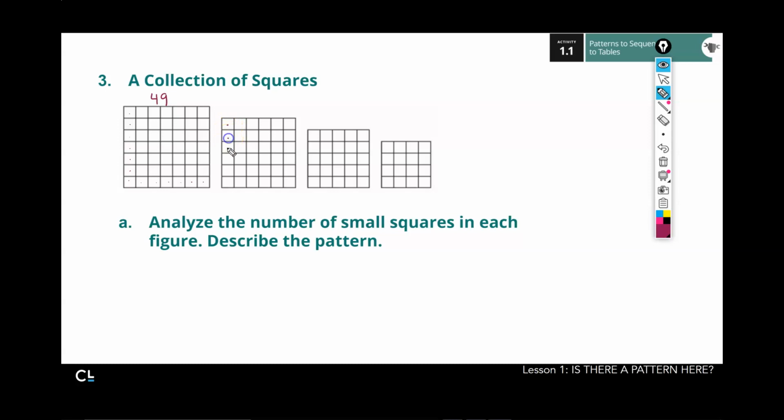This one, 1, 2, 3, 4, 5, 6. 1, 2, 3, 4, 5, 6. 6 times 6 gives us 36. So these are our perfect squares. So that's the perfect square of 7. That's the perfect square of 6. So then we would go down to the perfect square of 5, which was 5 times 5 is 25. Then we would have 4 times 4, which is 16. So these are our perfect squares.